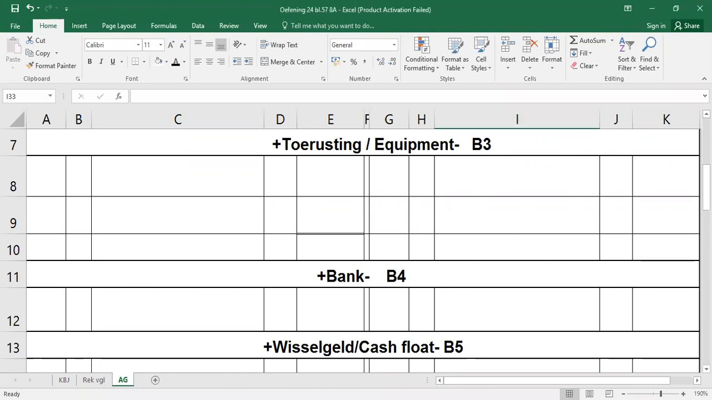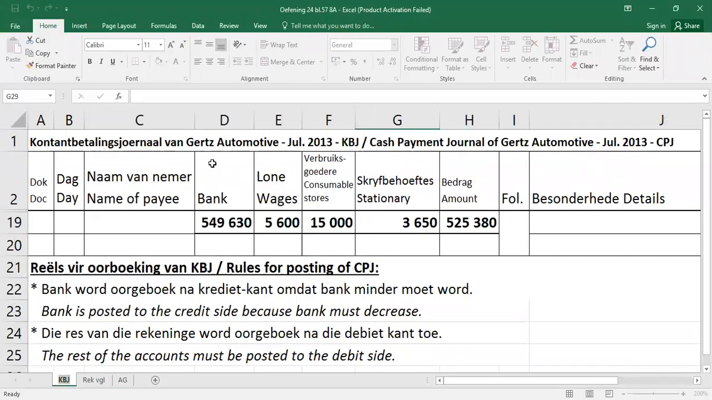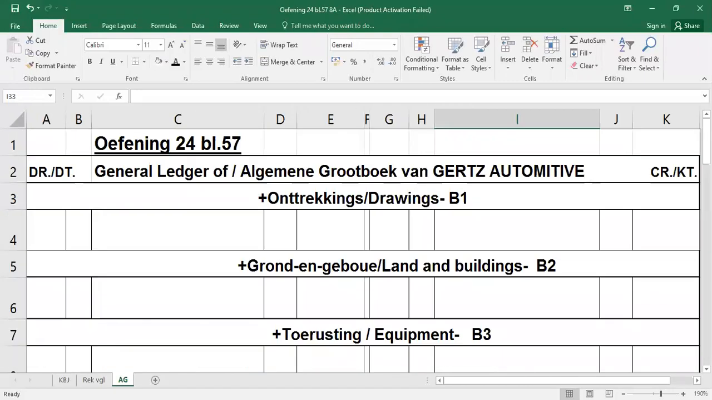Okay, so in front of you, I'm showing you the general ledger with all the different accounts, and you will notice that the accounts do have numbers already. At a later stage, I'll be telling you how you get these numbers, and how you decide whether you use a B or N number. But for now, it's easy. The numbers are given to you. Okay. So now, what we need to do, we're going to take the cash payments journal, and you must post it to your general ledger.